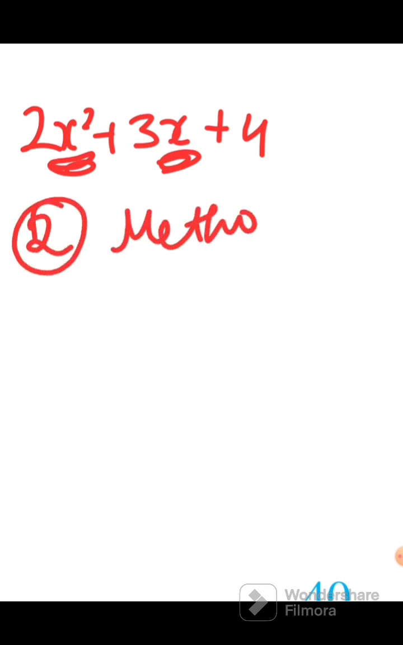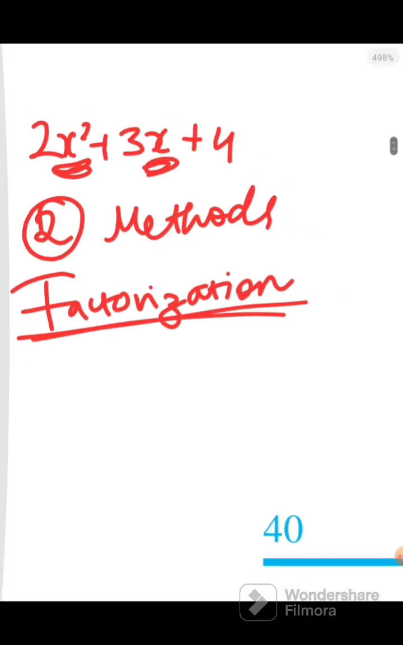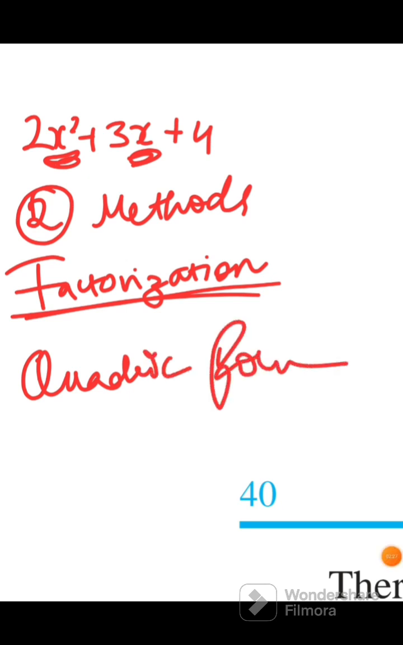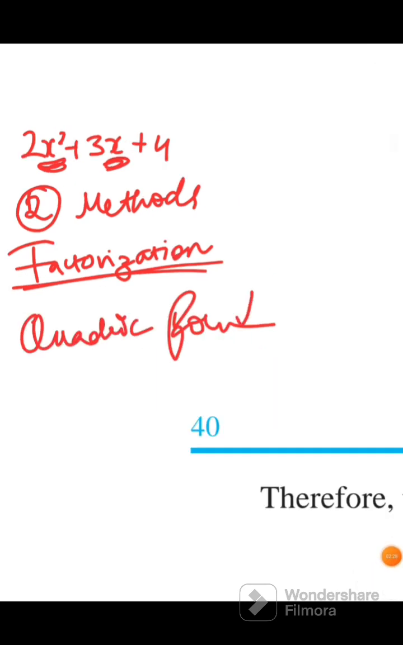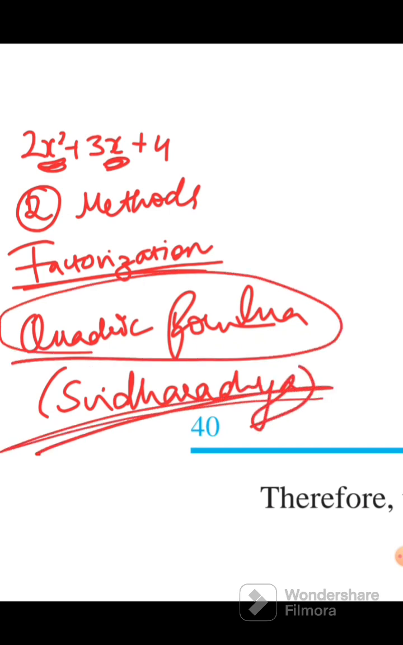Okay, remember the two methods. That is factorization method. You know already the factorization method, like splitting the middle terms. That was a factorization method. Second method is quadratic formula, with the help of quadratic formula. The name of quadratic formula is Sridharacharya formula. He was the inventor who found the quadratic formula.